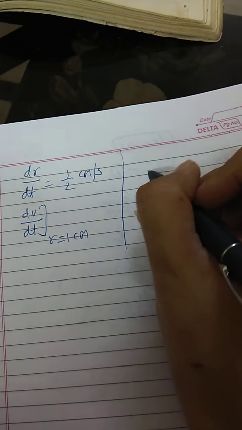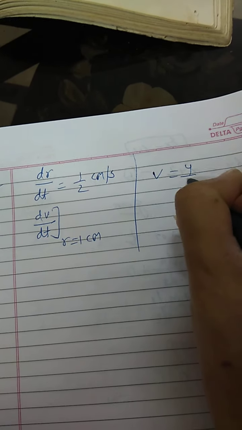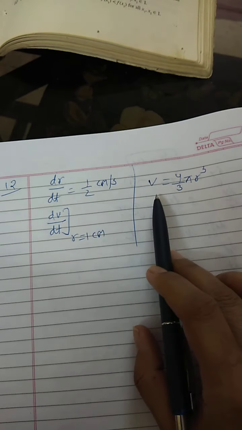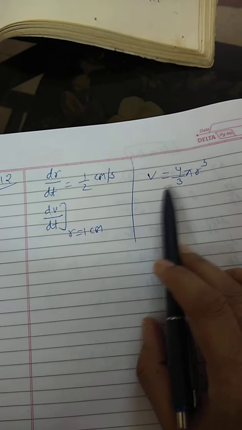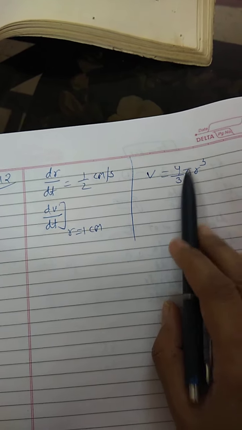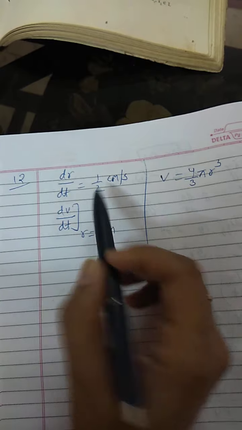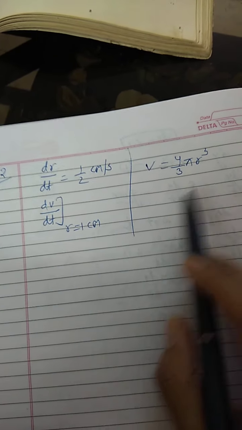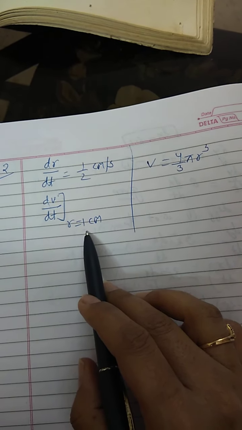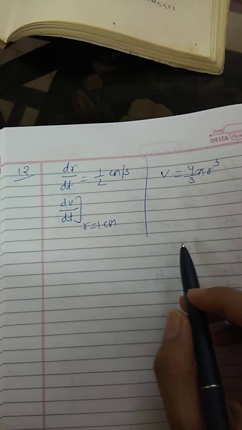Since it is a sphere, the volume again will be 4 by 3 pi r cube. So when you differentiate the volume with respect to t, you will get 4 by 3 pi, power rule, and the same thing where you are getting dr by dt, this value you will substitute, and in place of r the value 1 you will substitute, and you are getting your answer, right?